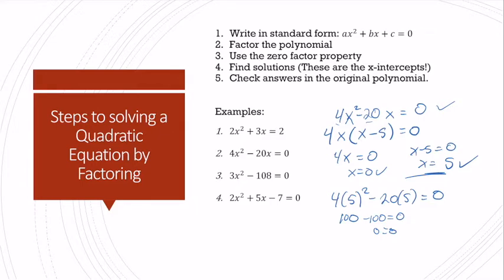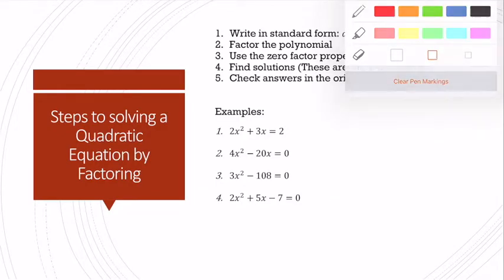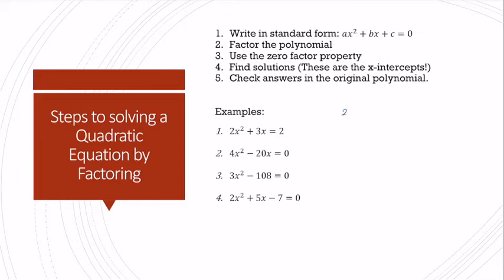All right, let's take a look at example 3. I'm going to go ahead and clear us some space. So I have 3x squared minus 108 equals 0. So the first thing I want to do to simplify is I need to pull out the greatest common factor, where 3 is the greatest common factor. So I have 3 times x squared minus 36.